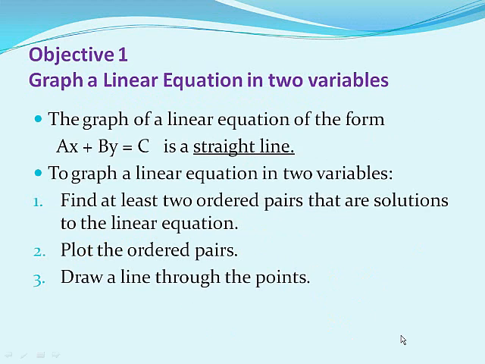Objective 1. Graph a linear equation in two variables. The graph of a linear equation of the form ax plus by equal to c is a straight line. To graph a linear equation in two variables, find at least two ordered pairs that are solutions to the linear equation. Plot the ordered pairs. Then draw a straight line through these points.